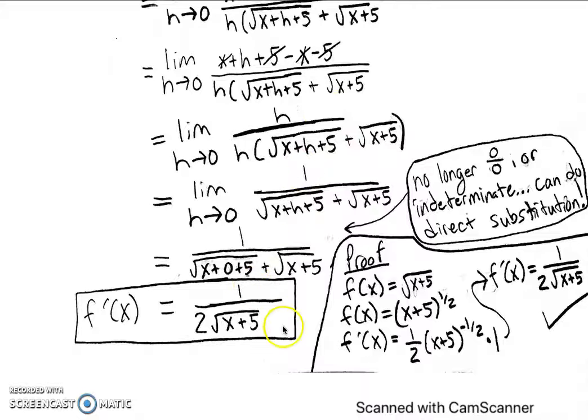And the answer I got was 1 over 2 times radical x plus 5. And then over in the bottom right hand corner, I have the proof of that. f of x can be rewritten as (x plus 5) to the 1/2. And then just using the chain rule, you get f prime of x is equal to 1/2 (x plus 5) to the negative 1/2 times the derivative of x plus 5, which is just 1. Rewriting, we get f prime of x is equal to 1 over 2 radical x plus 5, and we can see that that checks out.